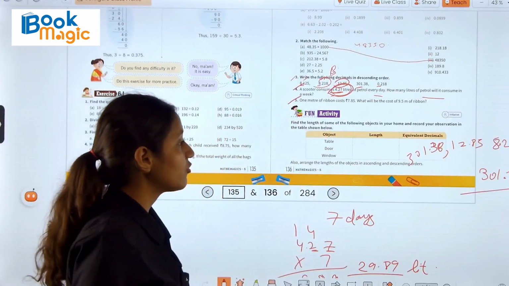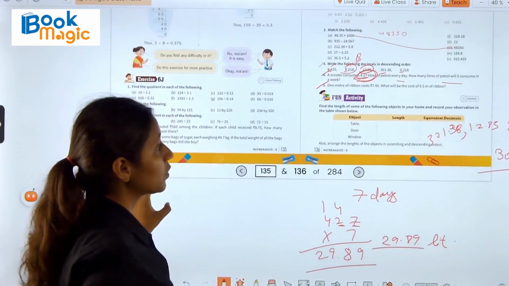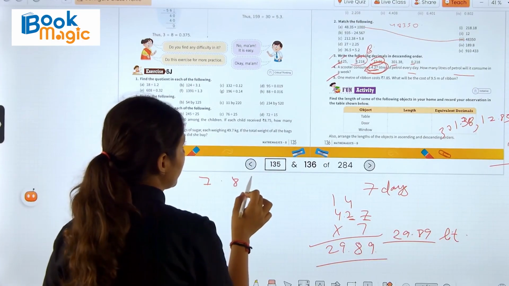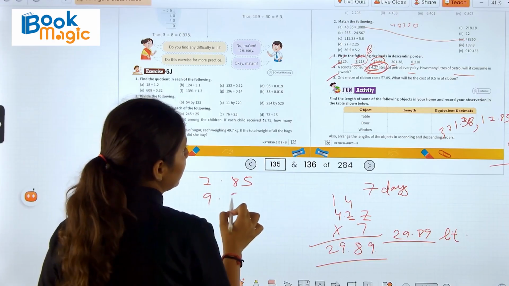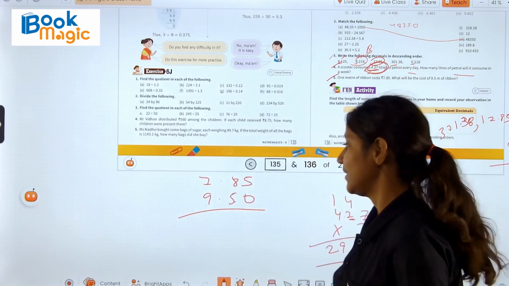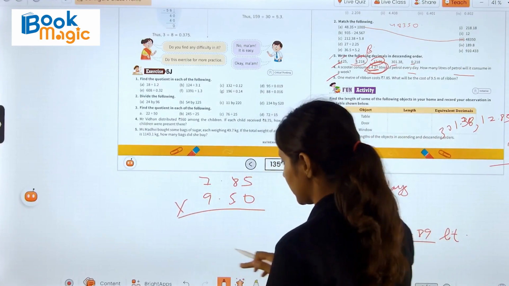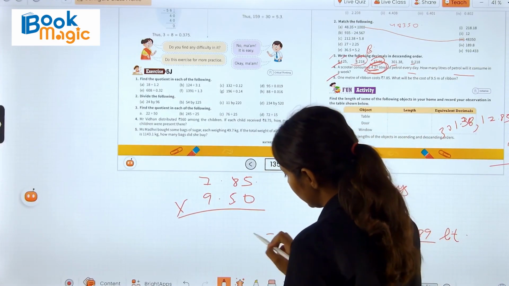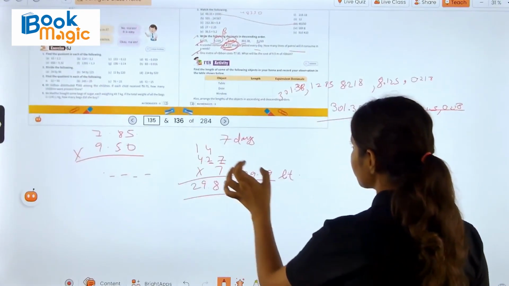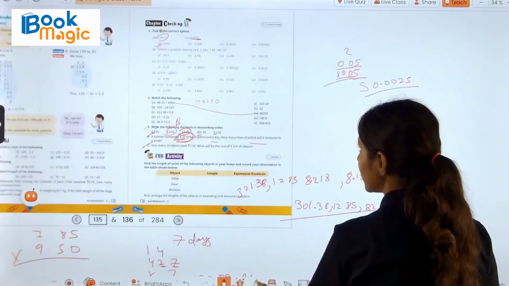Then we have question number 5. 1 meter of ribbon costs this much. What will be the cost of 9.5 meters of ribbon? So you have to just multiply them, 7.85 and then 9.50. Firstly, write a 0 here to make it like decimals. Then you can multiply it. Whatever the answer is, 2 plus 2 is 4. Leave 4 places and then put the decimal in the answer, the product. This is how you will do the chapter checkup exercise.